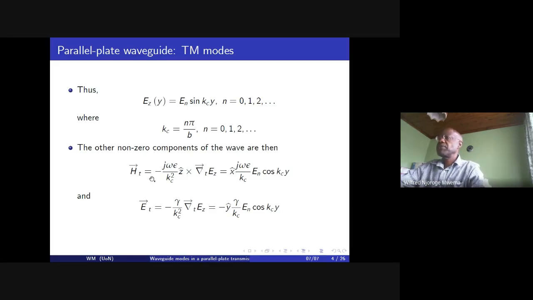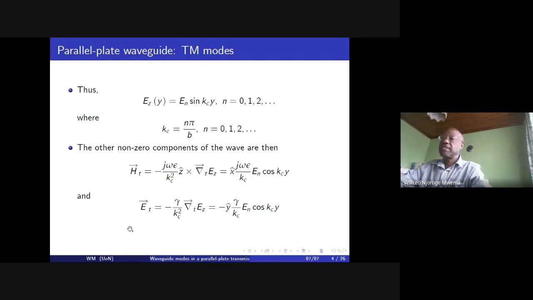The other non-zero components of the wave are then obtained from the reduced Maxwell's equations, so that the transverse magnetic field intensity will be given by minus j omega epsilon by kc squared times z cross the gradient of Ez, and this we can see is just x cap j omega epsilon by kc multiplied by En and the cosine of kc y. Remember that in this case, although kc squared appears here, because we are differentiating with respect to y, we have a kc that will multiply out there and therefore take out one of the squares. So we have only a kc there.